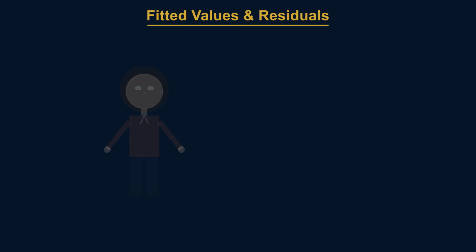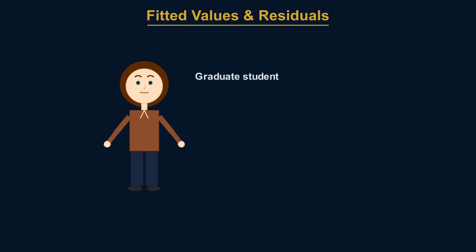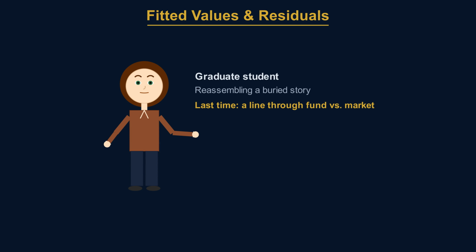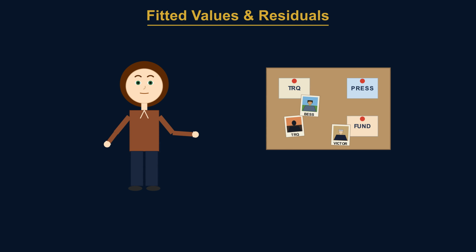Today we're covering fitted values, residuals, and two properties of residuals that matter a lot more than they first appear. We're following Margot, a graduate student piecing together the story that her family buried, using regression to make sense of a box of old letters, a stack of published articles, and Victor's old account statements. Last time she fit a line to Victor's returns in the market. Today she's going to use that same line to ask a different question. Not how the fund tracks the market, but what's left over once the market is accounted for. She pulls up another page from her grandfather's fund records.